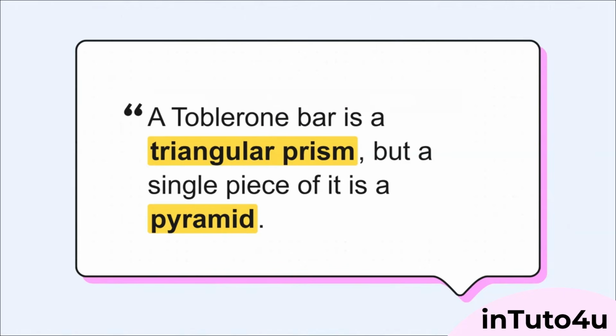And if you need a delicious way to remember all this, think about a Toblerone bar. The entire bar, that's a perfect triangular prism. It has 2 identical triangle bases. But what happens when you snap off a single piece? Boom, you've got yourself a pyramid. 1 triangular base and sides that meet at a point. It's both shapes in one awesome package.